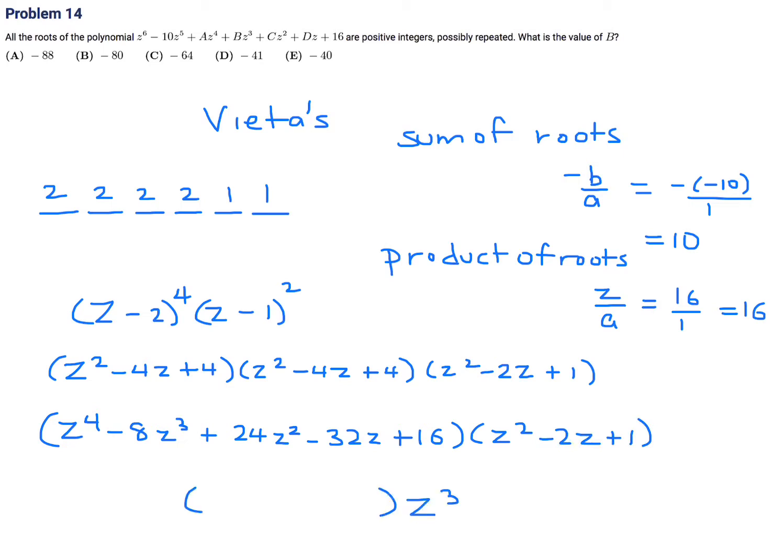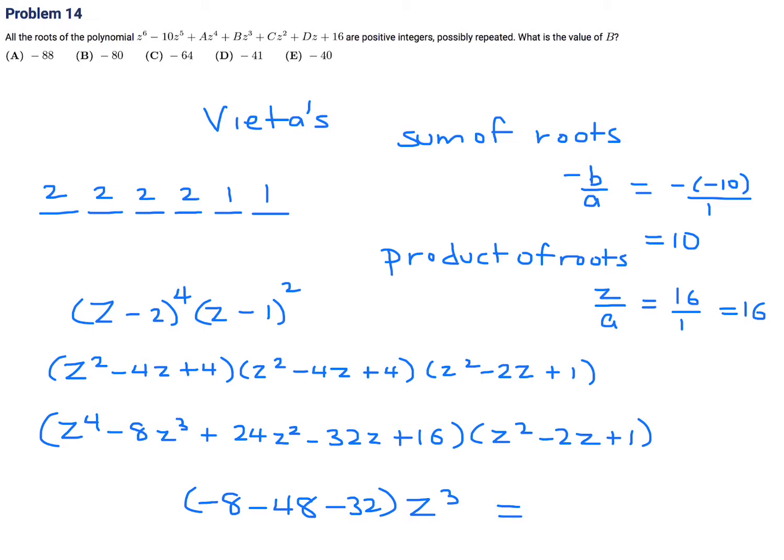What's going to be in front? Okay, well, when I multiply this by these guys, I get something that's more than z to the power of 3. When I multiply this by just the 1, I'll get a coefficient of z to the power of 3, and that will be negative 8. This will give me a z to the power of 3 if I multiply it by this. So that's going to be 24 times minus 2, which is minus 48. And then this multiplied by this would give me a coefficient of z to the power of 3, and that would be minus 32. And then this one won't give me a z to the power of 3.